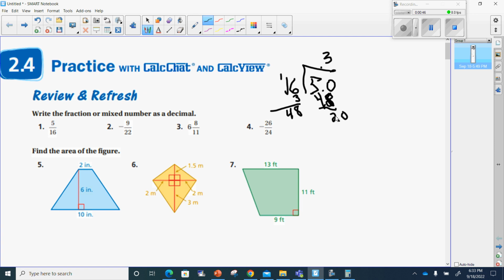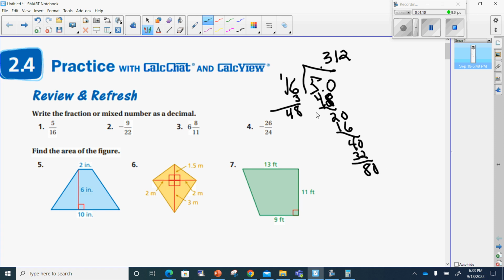16 doesn't go into 2, but it does go into 20. So I could put a 1 there. Leaves me 4 left over. 16 goes into this 2 times, 32, leaving me 8.